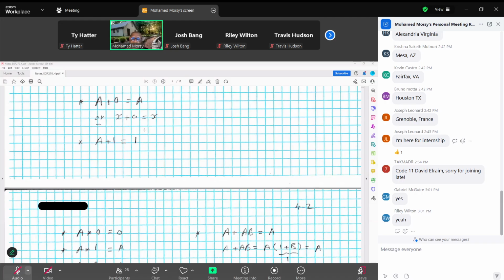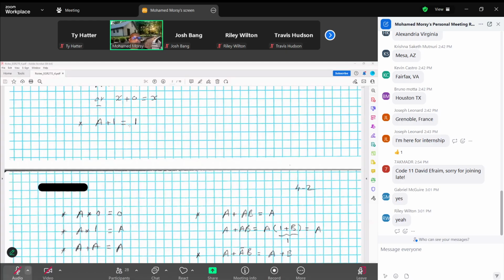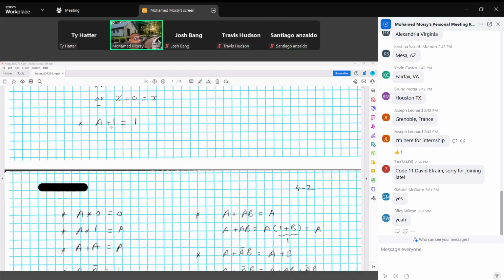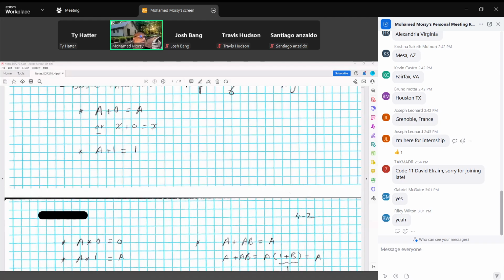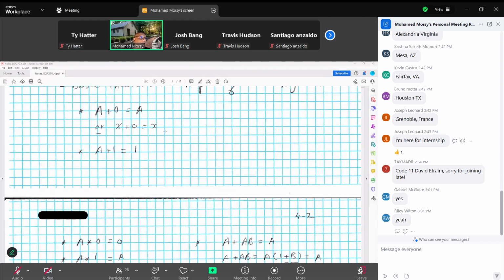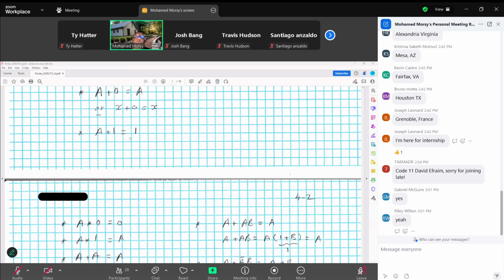A, B, C, X, Y, Z, whatever you want. The variables just represent the logic: logic high or logic low, bit 1 or bit 0. A plus 1, what do you expect? What do we get, 1 or A? 1. Why? Because if A is 0, plus 1 will be 1. If A is 1, plus 1 will be 1. So when we add 0, we get A, and when we add 1, we get 1, not A.